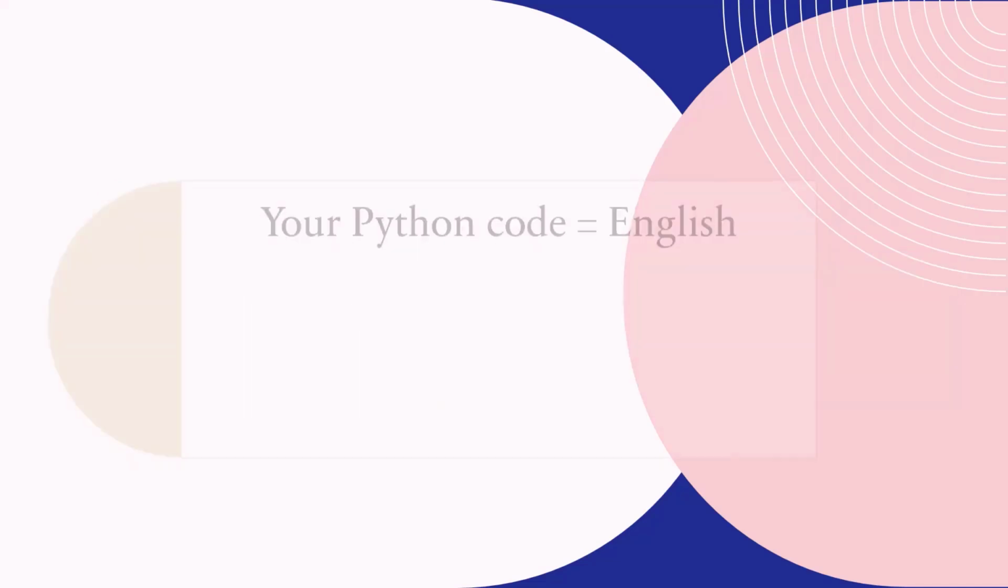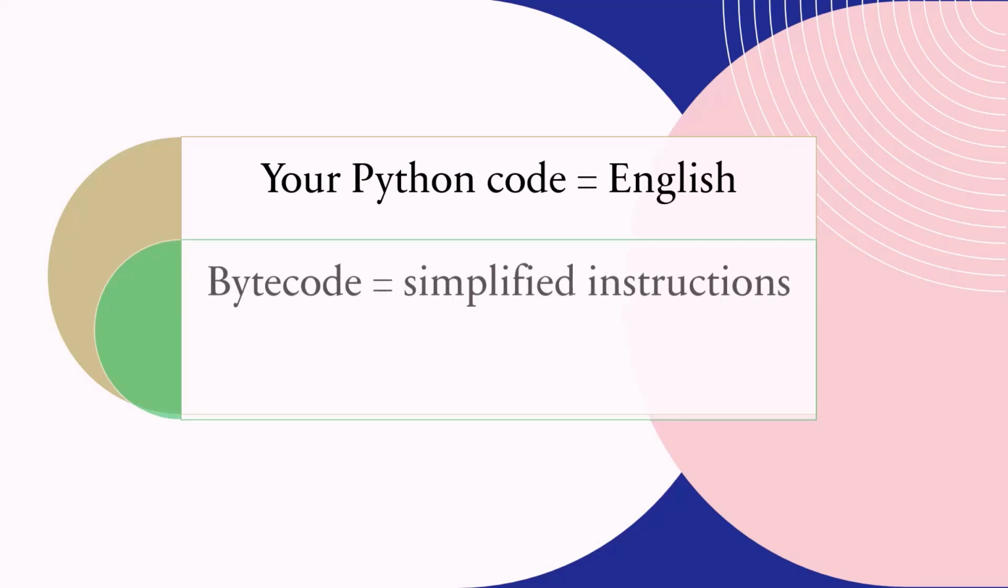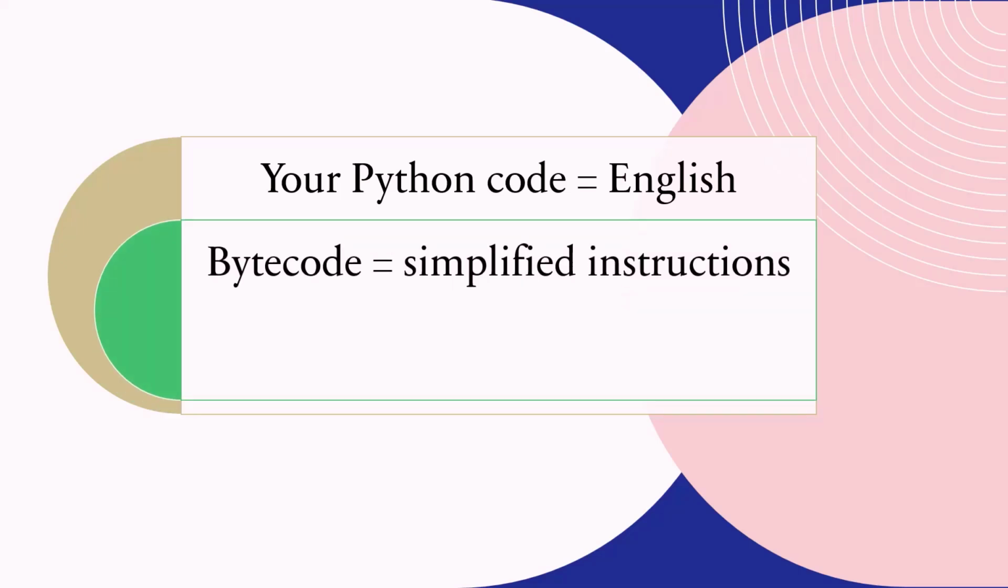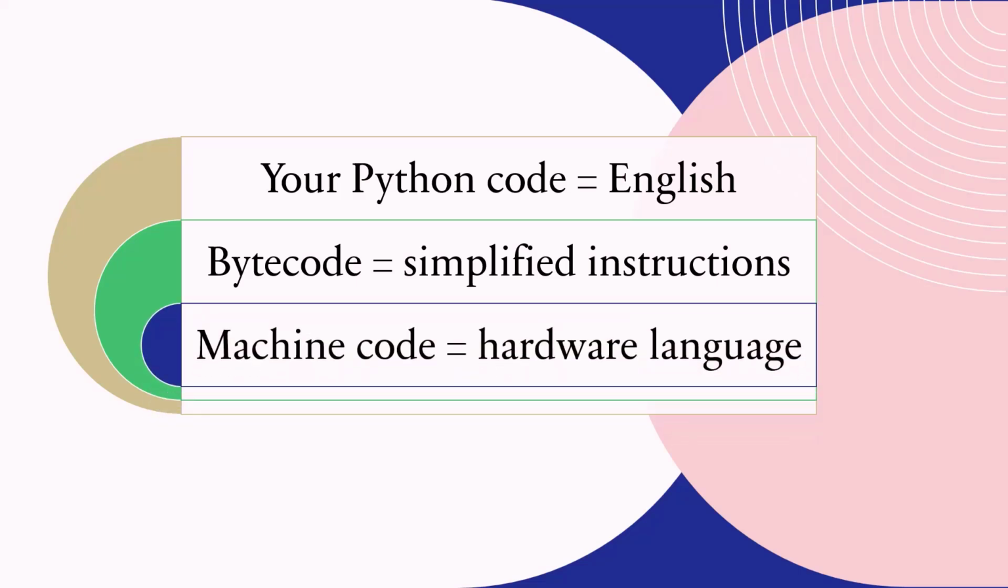Now, let's understand this with an analogy. Think of your Python code as being similar to English. In the same fashion, bytecode is equivalent to simplified instructions and your machine code is the hardware language. So Python doesn't talk directly to hardware. It first translates it into something easier to execute.